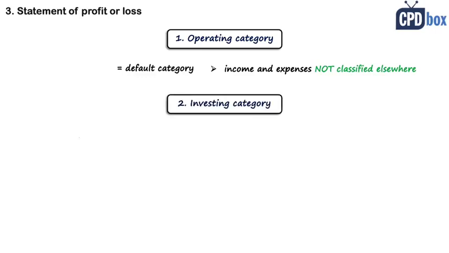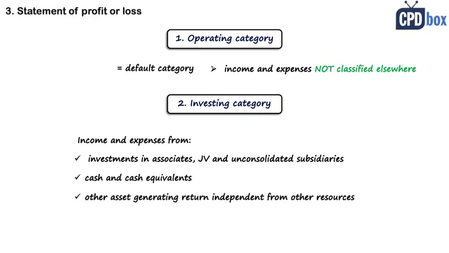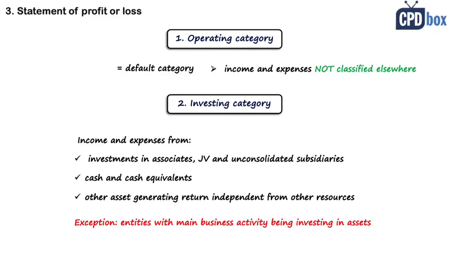And here we need to present income and expenses from investments in associates, joint ventures, and unconsolidated subsidiaries, cash and cash equivalents, and other assets if they generate returns individually and largely independently of the other resources. For example, rentals collected from investment properties or interest from bonds that you hold. The exception is, of course, entities whose main business activity is investing in assets, as we mentioned, and they would present these items in the operating category.